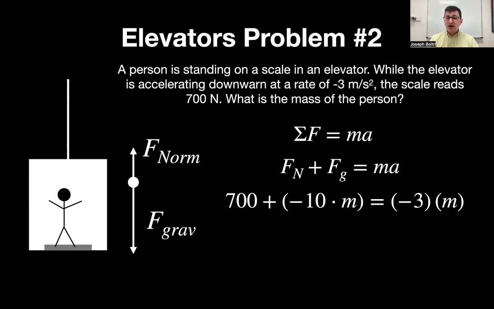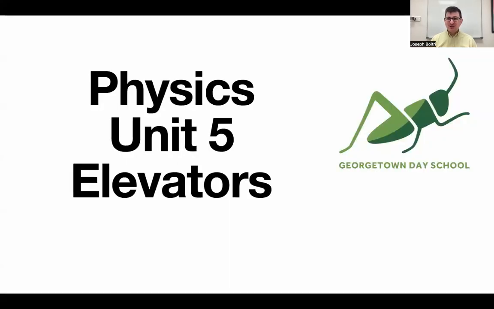700, and we want to isolate m, so I want to combine all my terms for m. So I'm going to add 10m to both sides. Adding 10m to the left side just leaves me with 700 over there on the left. And adding 10m to the right side, -3 plus 10 is going to leave me with 7m, m being the mass of the person. Then isolating m, I can find that the mass of the person is equal to 100 kilograms. Those are our two examples, and that's the lesson for today.